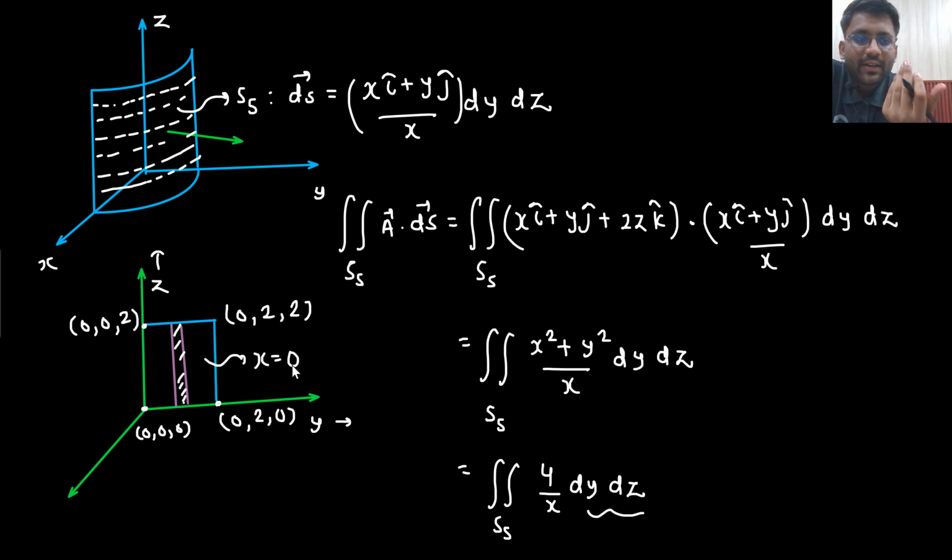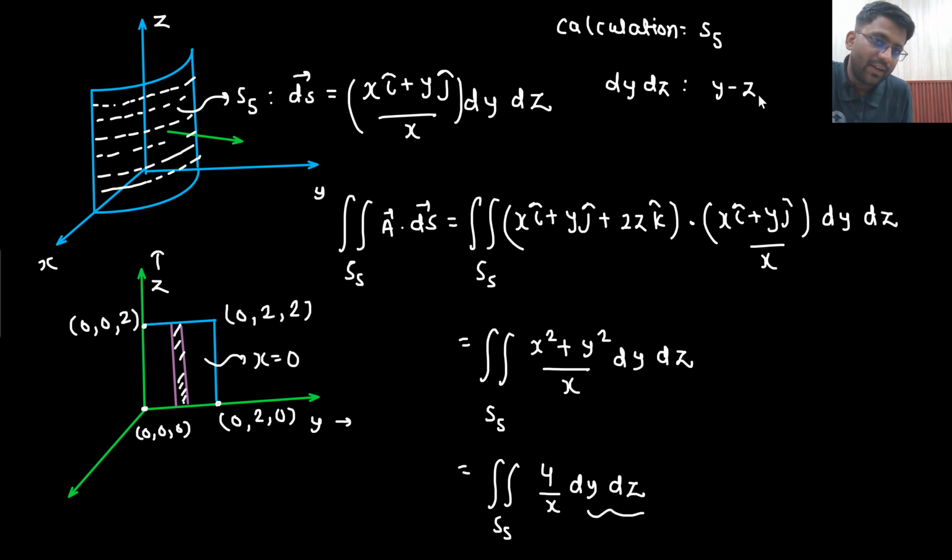Why did you go to the yz plane? Because you need to put the limit of y and z. You are doing the calculation on S5. You went to the yz plane for the limit of dy dz. I need to put the limit of y and z, and I was not able to understand how y and z are moving, so I took the projection.